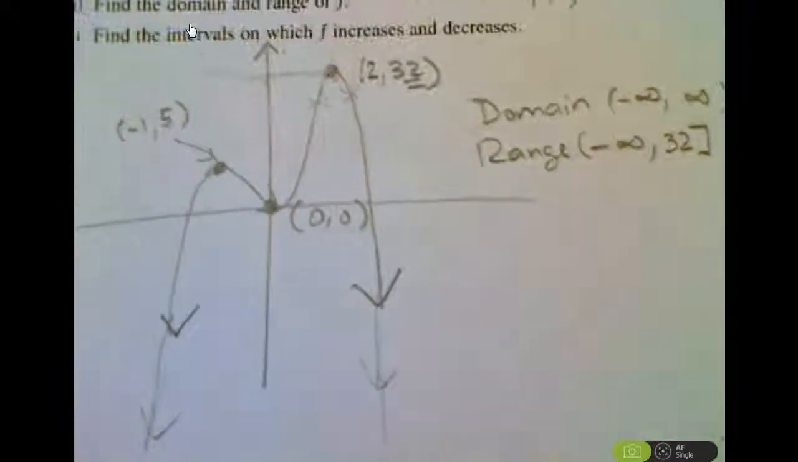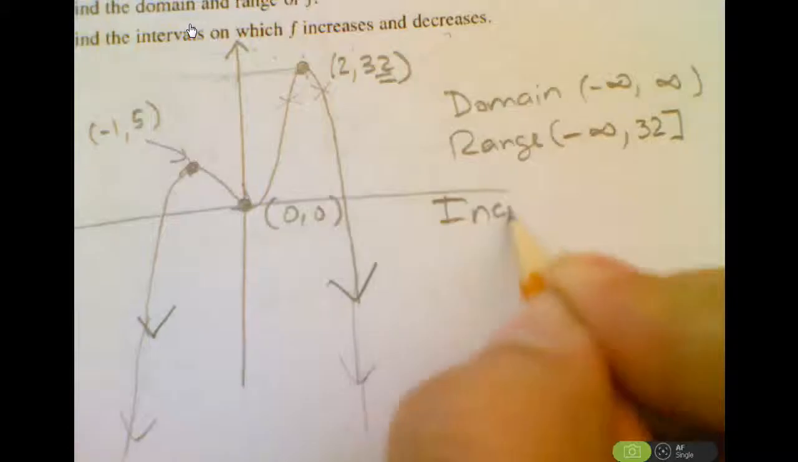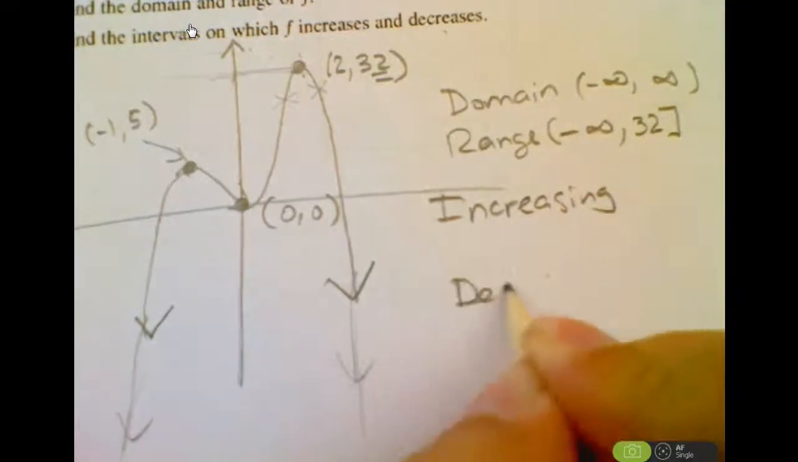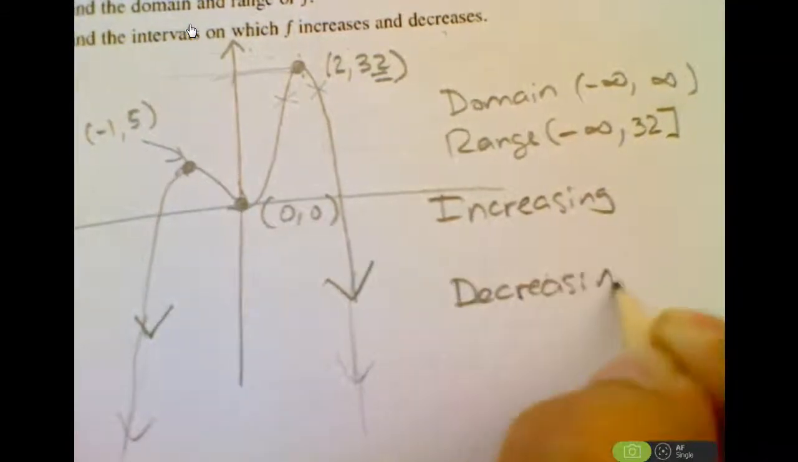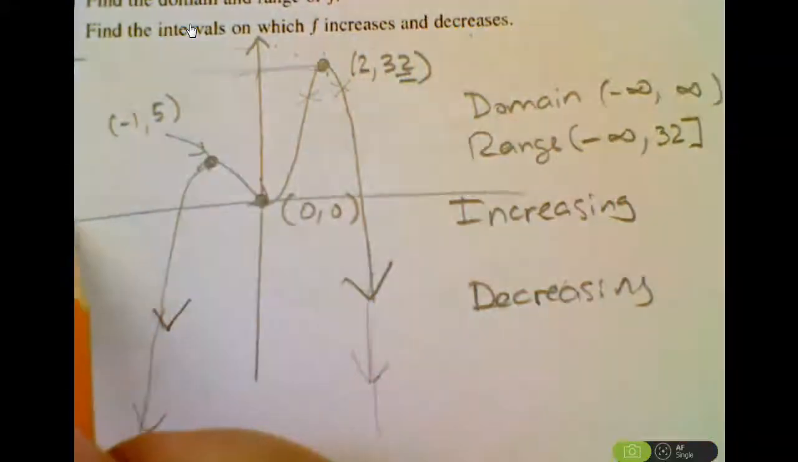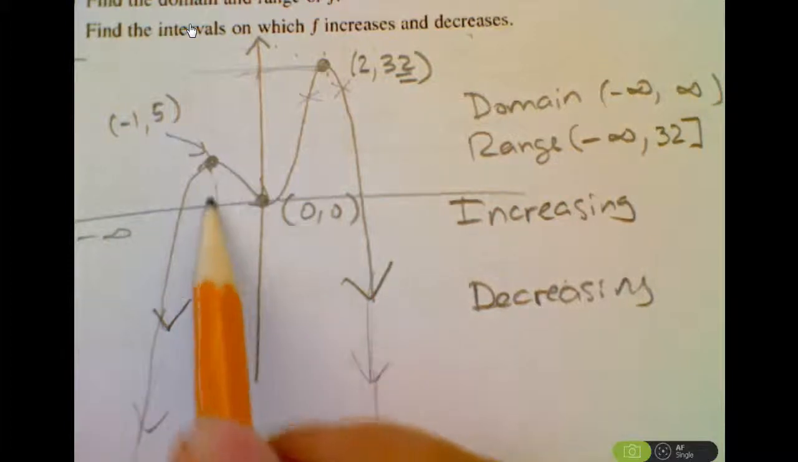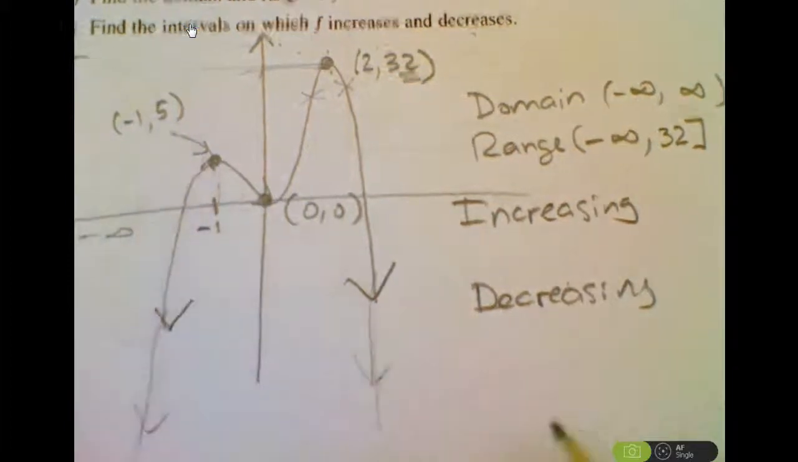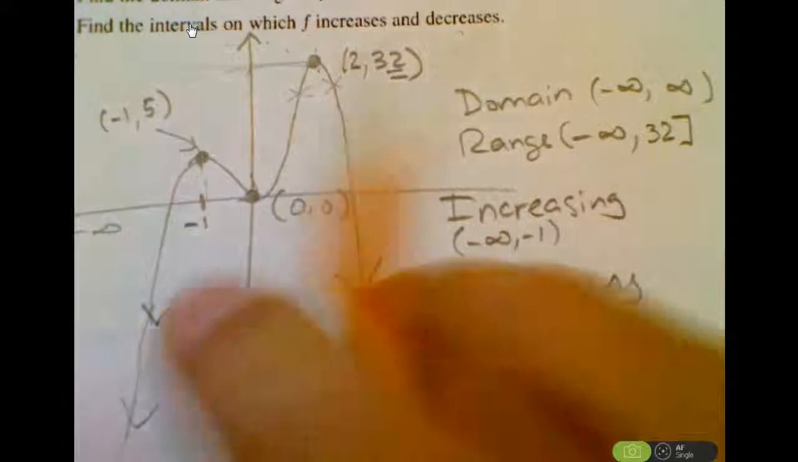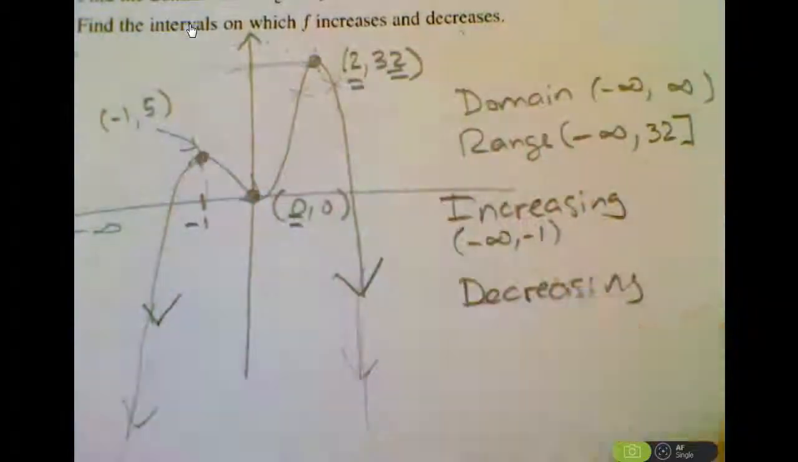So now I can answer part C. What are the intervals for the function to be increasing and decreasing? So for increasing up to here, so it's going to be from -infinity to -1, because that's the x value. I don't care about the y values. For increasing, -infinity to -1, and then from 0 to 2.